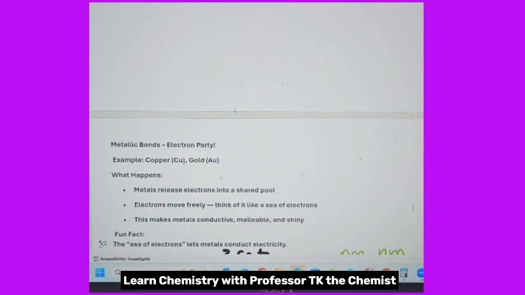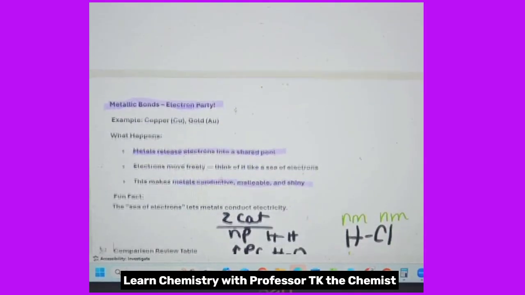Now, metallic bonds, as I mentioned to you all before, that's an electron party because look, metals release electrons in a shared pool. That means you just have electrons all up in there, okay, just moving freely. They make metals conductive, meaning they conduct electricity. They're malleable and they're shiny, all right? It's a sea of electrons.